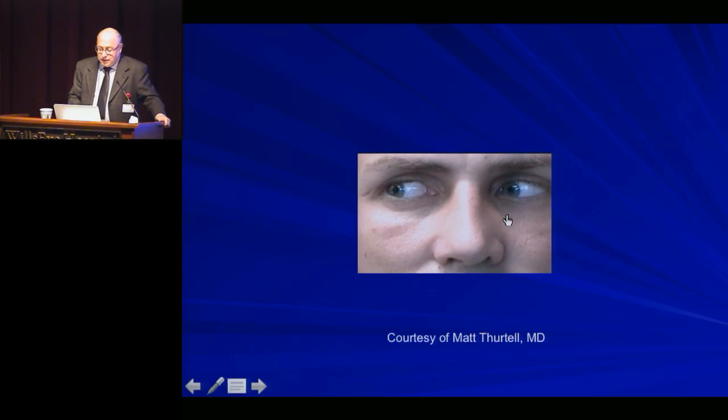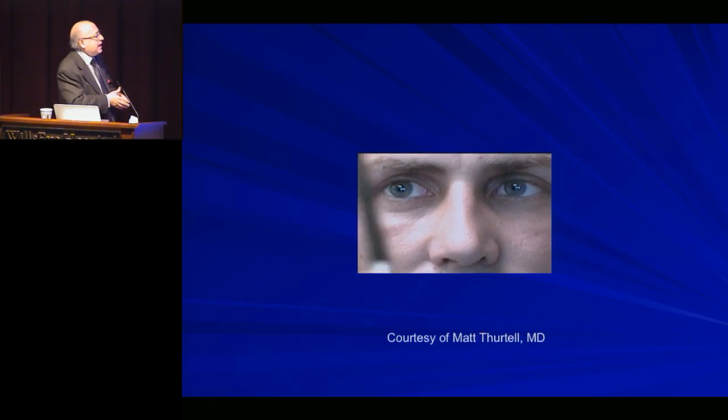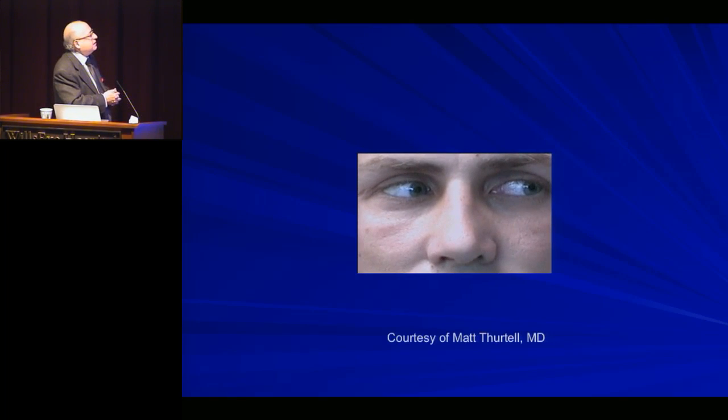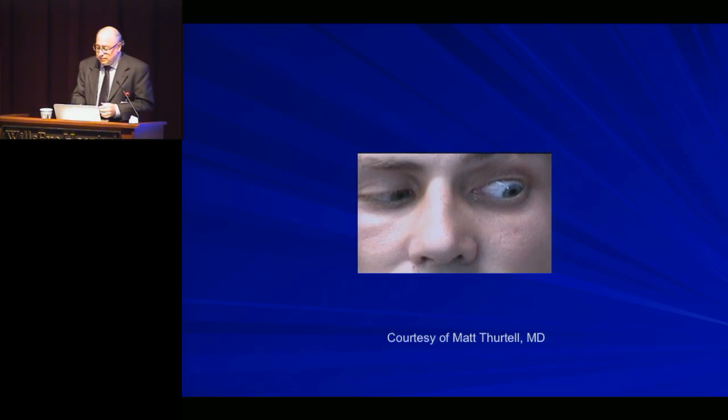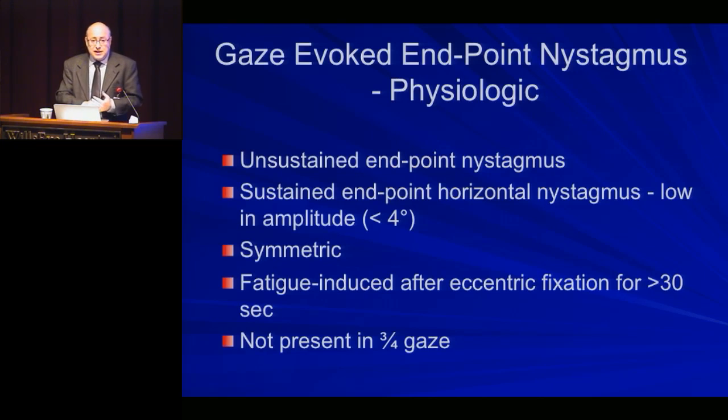Here we have a patient of Matt Thurtell's with right beating nystagmus in right gaze, left in left gaze, right? But if you move back a little bit, it goes away. And so this is physiologic nystagmus. It's gaze-evoked endpoint nystagmus that's unsustained, low in amplitude, and symmetric. It fatigues after you stay in the lateral position for a little while, and if you move back to three-quarter gaze, it's gone.